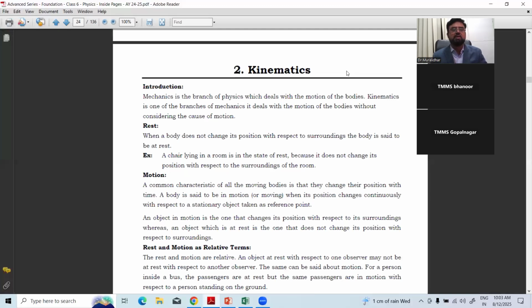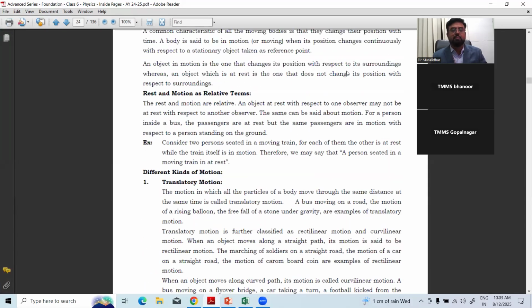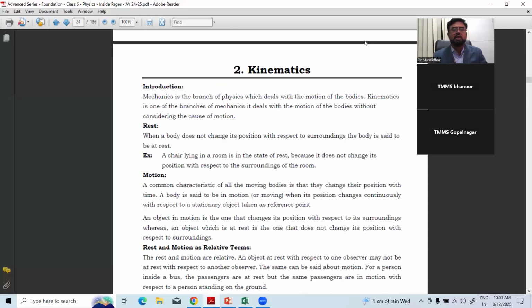Okay, so this is the second chapter, kinematics. You can see the page number 20. This is from your material only. It is clearly mentioned in our material what the importance is here. Before knowing about kinematics, you should know about mechanics, which is the main part of the branch of physics. Mechanics is the branch of physics which deals with the study of motion. Study of the motion, movement.